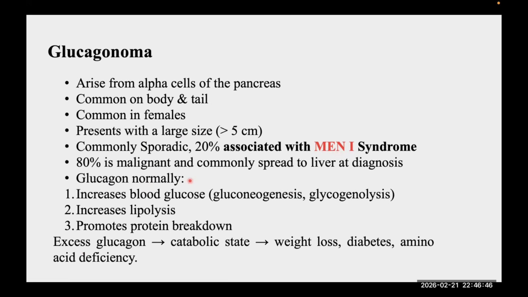Now, just think about what glucagon normally does. Glucagon normally increases the blood glucose levels, increases the breakdown of lipids to synthesize glucose, and promotes protein breakdown. Why is that? Because it wants to synthesize glucose. That's what glucagon wants. So it breaks down protein in order to synthesize glucose. So imagine the effects on the patient. The patient will be in a very catabolic state because it's breaking down everything, breaking down the fat, breaking down the protein, because it wants to synthesize glucose.